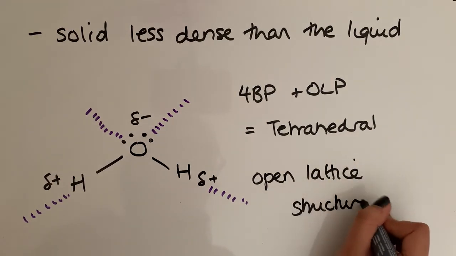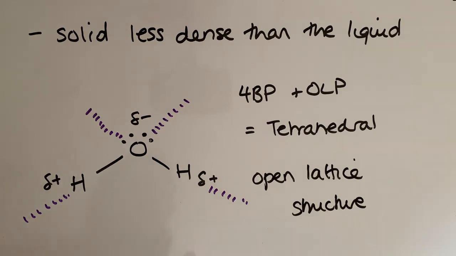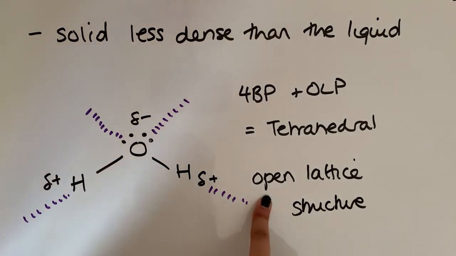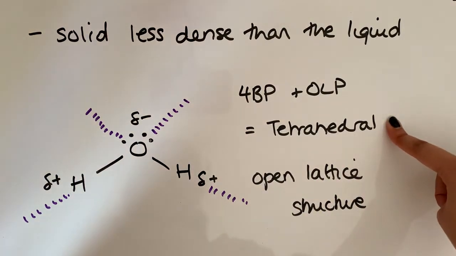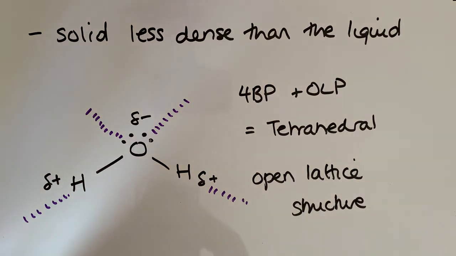So the hydrogen bond holds the water molecules in an open lattice structure in a tetrahedral formation. And what that means is that those water molecules are actually held further apart. And because they're held further apart, it makes the solid water, the ice, less dense than the liquid. Okay, so the hydrogen bonds hold the water molecules apart, making the water less dense than it is in the liquid form.